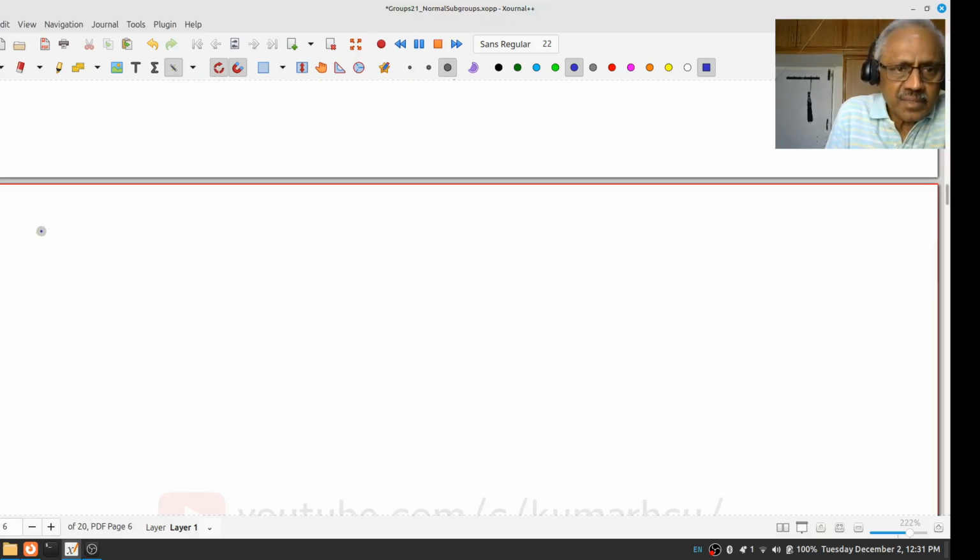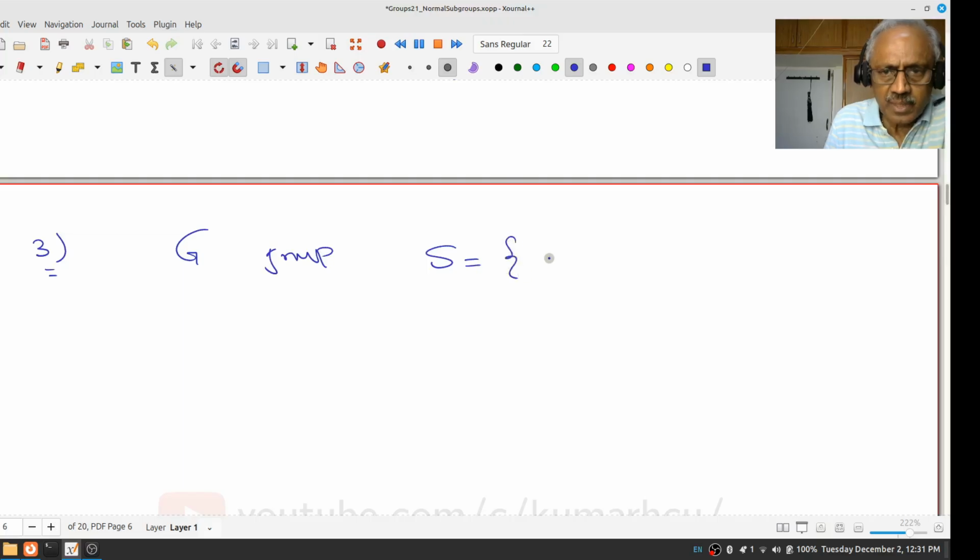Now the third example is, let us look at G as a group. Let us look at the set S, which consists of all elements of the form A, B, A inverse, B inverse, as A and B vary over G. You understand this? Product of four elements, you take any two elements. For example, identity has to be there because I take A equal to B, then it will be identity. Okay, this need not be a subgroup.